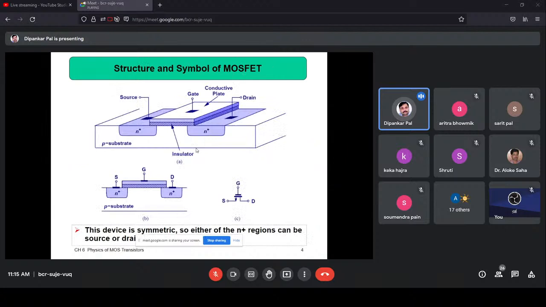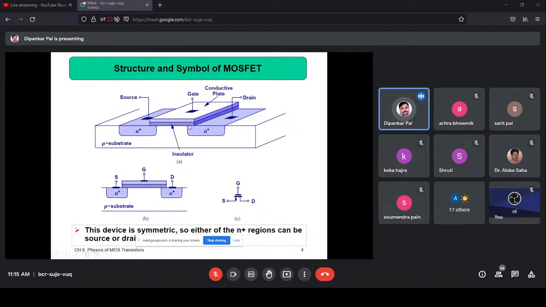Now, extrapolating this particular concept to the next structure and symbol of the MOSFET. In this case, you can see that there's a P substrate. P substrate means basically a scantily doped P well. It's an extrinsic semiconductor, but it has a fairly low doping level, maybe on the order of 10 raised to power 15 per centimeter cube, when the concentration of the host is about 10 raised to power 22 per centimeter cube, etc. And on top of that, you create two heavily doped N regions: N plus, which is a source, and another N plus, which is a drain.